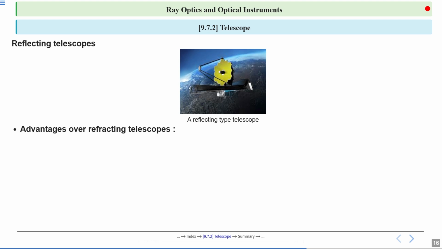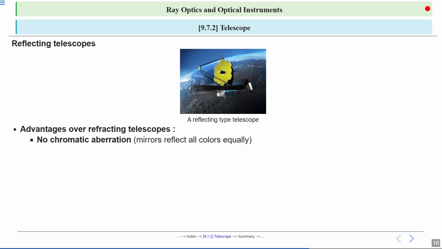Let's delve into the advantages of reflecting telescopes over refracting ones. Reflecting telescopes do not suffer from chromatic aberrations because mirrors reflect all colors equally. This means clearer and more accurate images, which is essential for astronomical observations. Another advantage is the lighter weight of reflecting telescopes.